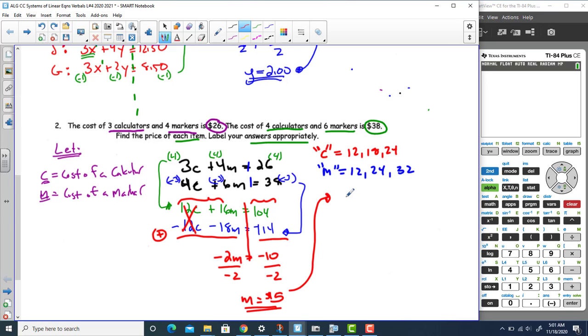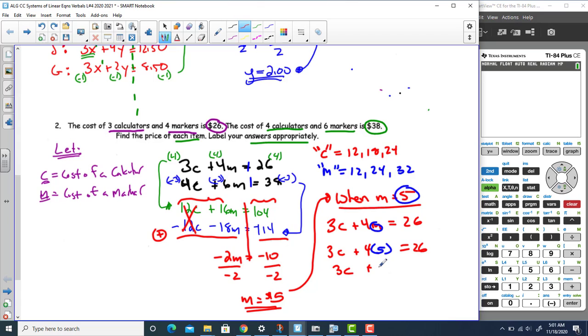So knowing that m equals 5, I've got to go back and I've got to pick one of the two equations. I usually pick the first one just so I can stay organized. It doesn't matter which one you pick, it's going to give you the same result. And I'm going to substitute in place of m as 5. So I'm going to have 5, and I'm going to rewrite the rest of the relationship around it. 3c's plus 4 times 5m's equals 26.